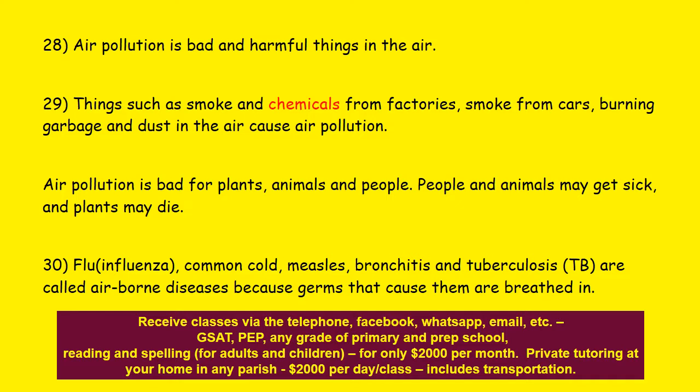Okay, so some chemicals from factories. So things such as smoke and chemicals from factories. You know what factories are? Like the chocolate factory. They make chocolate at that factory. So factories make things. They can make chocolate. They can make other things like shoes, bags, books, televisions, computers, anything. Food. They can make food.